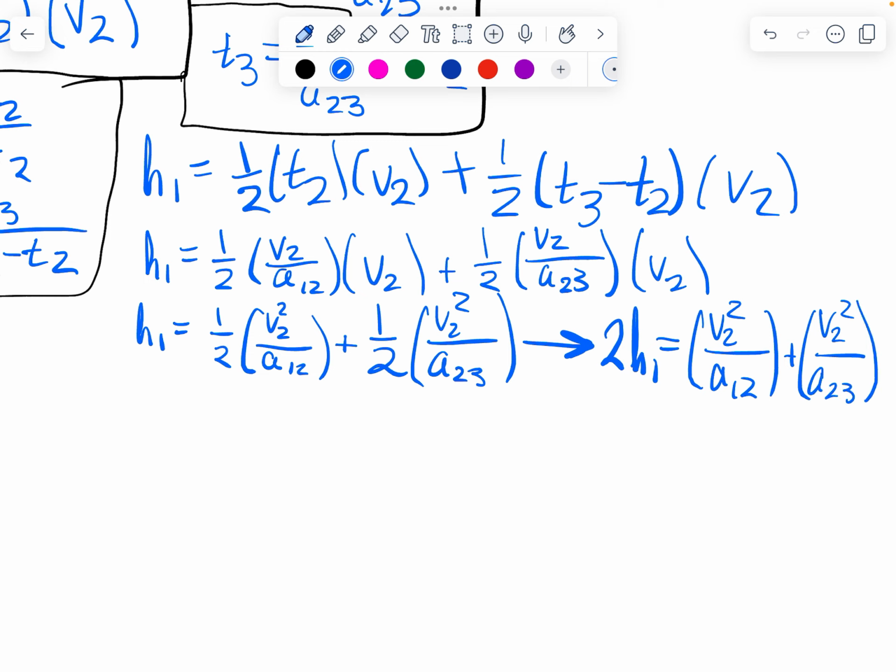Cool. So, going over here, what can we do further? Let's factor, because we want to get V2 squared on its own. So to do that, we have to take it out of all these fractions. So let's simplify that.